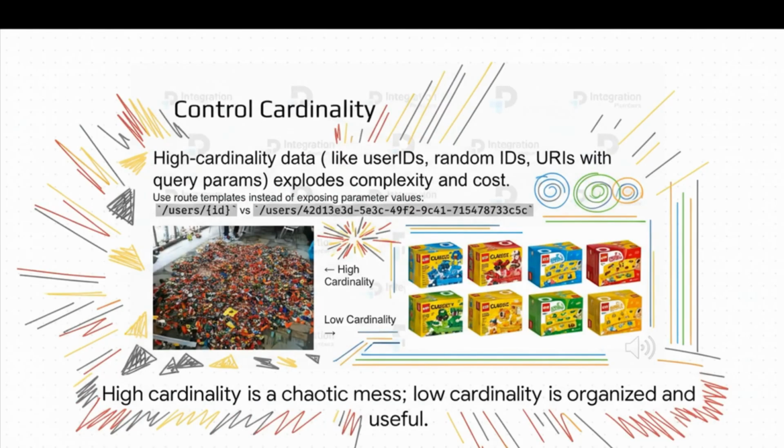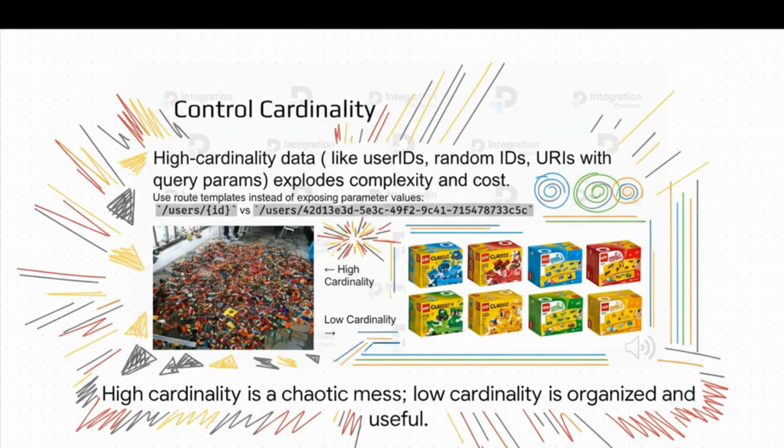Next up, we need to touch on cardinality. On the left, that's high cardinality. It's a giant, chaotic pile of random Lego bricks. It's a mess, it's expensive to store, and good luck trying to find the one piece you need. But on the right, that's low cardinality. Organized, useful sets. This is exactly where we want to be. So how do we get to that nice organized side?